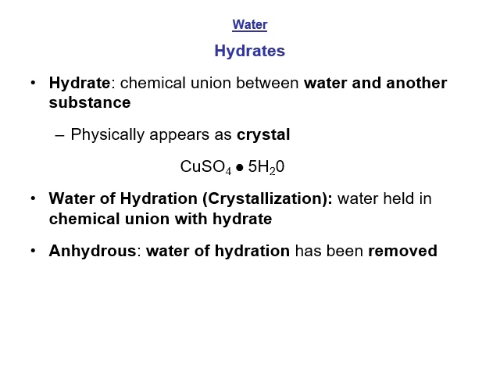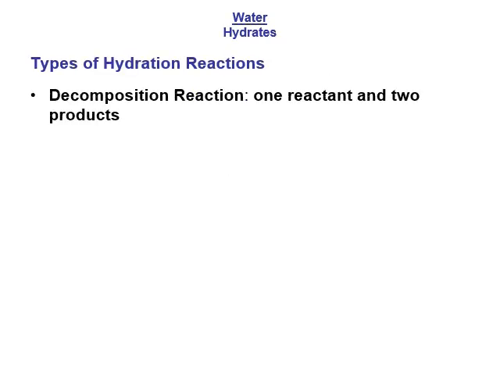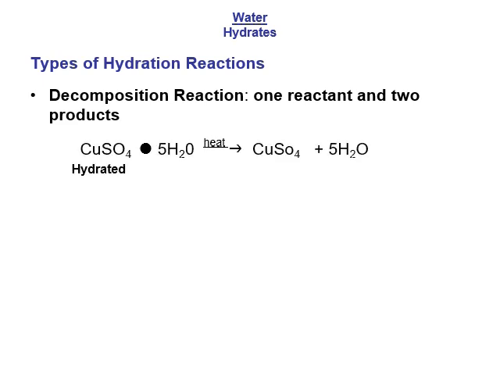Now, hydrates can go through decomposition and synthesis reactions. So a decomposition reaction of a hydrate is like any decomposition reaction, one reactant, two products. In this case, we have a hydrated copper sulfate hydrate. If we add heat to that, then we would get the anhydrous copper sulfate. So this one has been hydrated, we heat it, the copper sulfate loses its water of hydration, and these water molecules come out. That's a decomposition reaction for a hydrate.